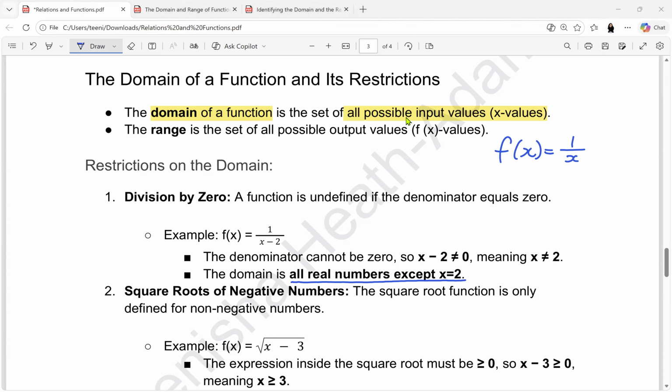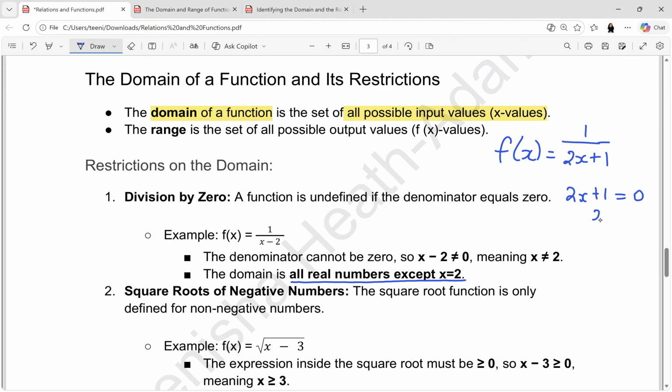Let's think of another example. Let's say the function is f of x equals 1 over 2x plus 1, right? So for my domain, let's see what values would make the denominator equal to 0. To find out, I could simply take it out and write 2x plus 1 is equal to 0, and then solve for x here.